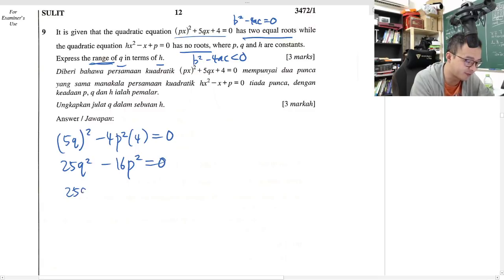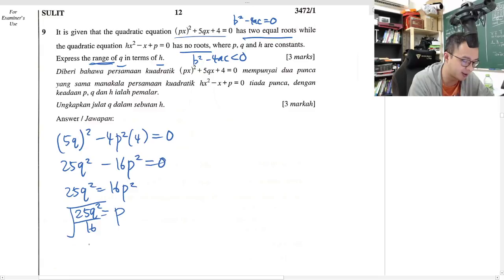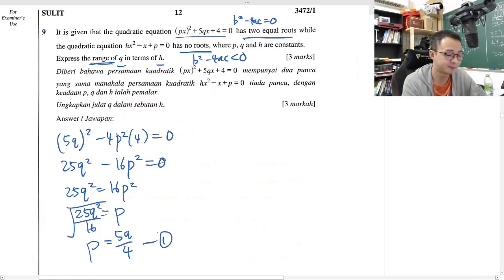Alright, so 25Q squared equals 16P squared. So the square root of 25Q squared over 16 equals P. I just do it quickly. I hope you know this is basically just moving things around. This is 5Q over 4. Okay, this is my first equation.